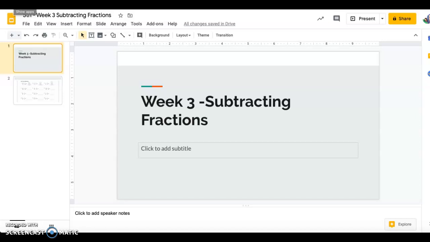Good morning, fifth graders. So today we're going to subtract fractions with the same denominator. Unfortunately, the app that I was using to show you by drawing all the problems out requires me to pay now. So I'm going to try using Google Site today, okay? So today we're going to subtract fractions with the same denominator.